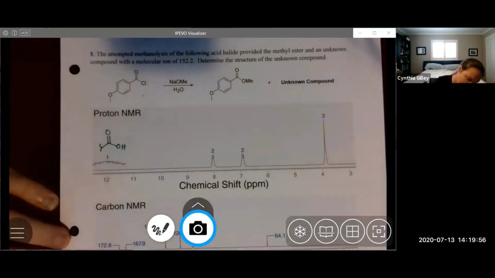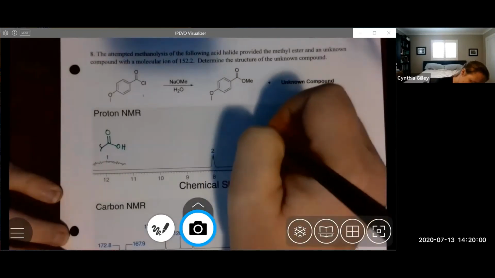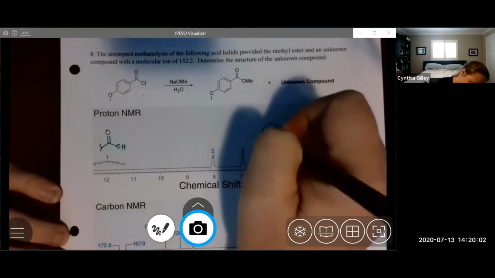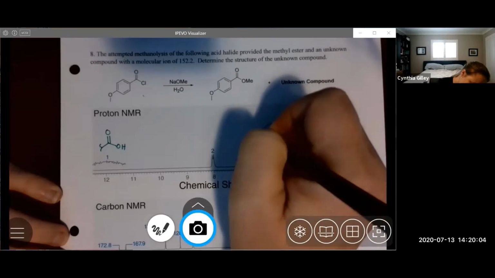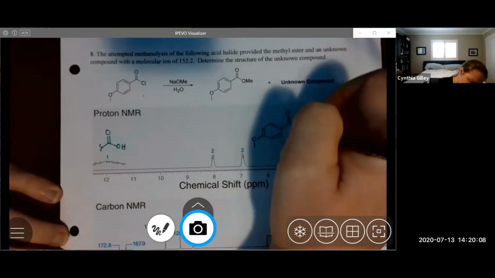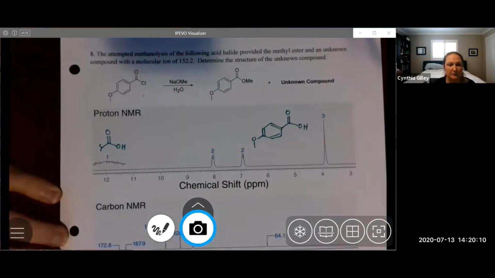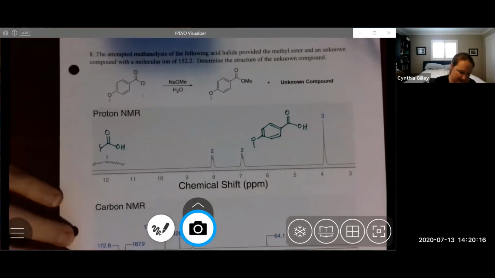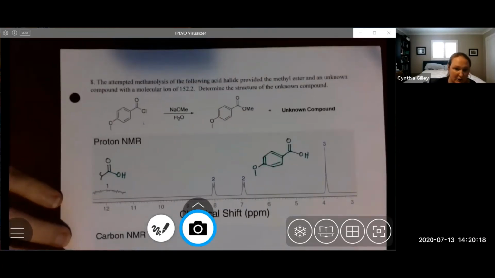So given the NMR, it's very likely that in addition to getting some methyl ester, there was some carboxylic acid produced as well. We could check the mass of this, do a rough calculation.